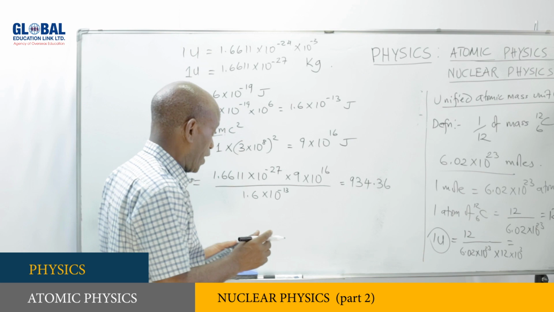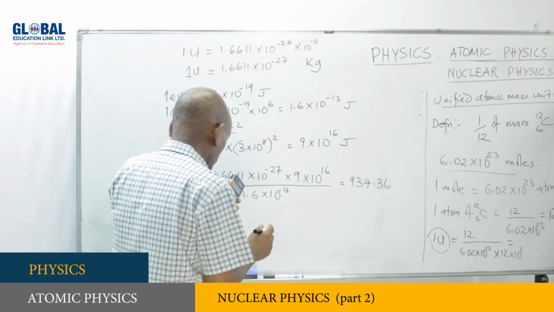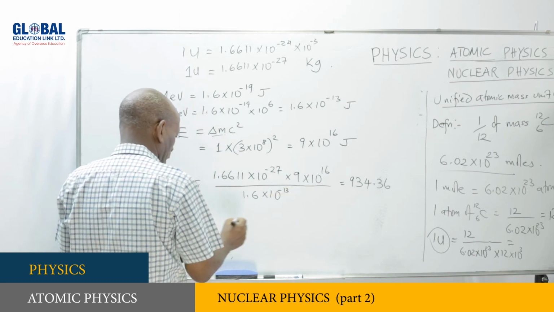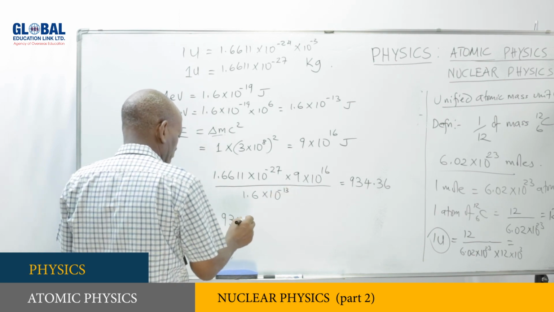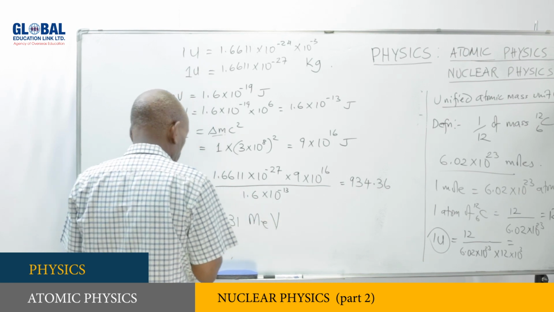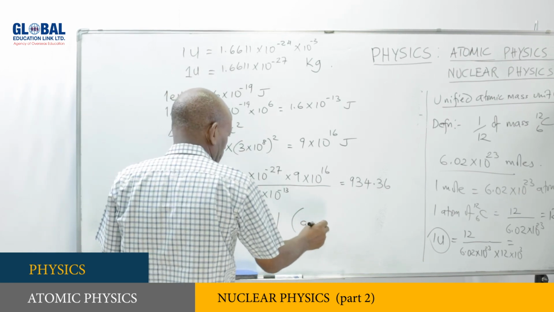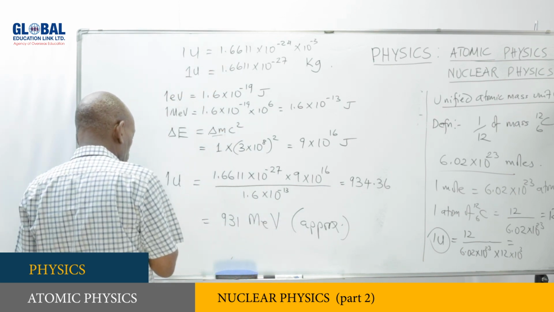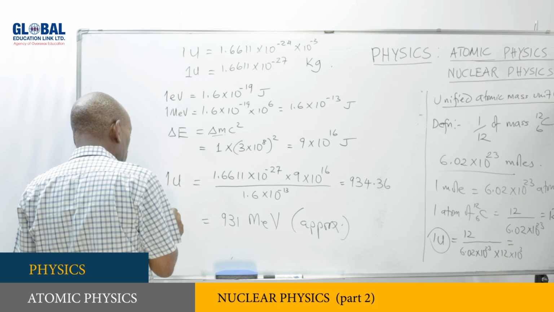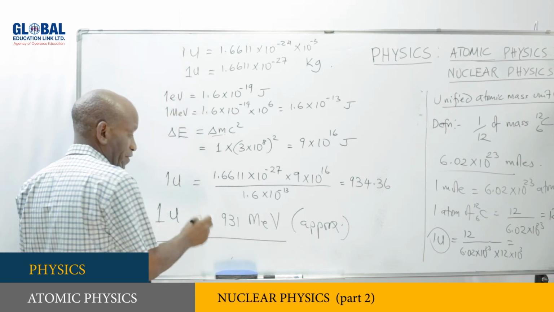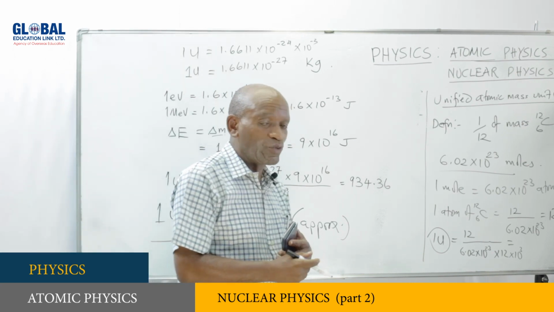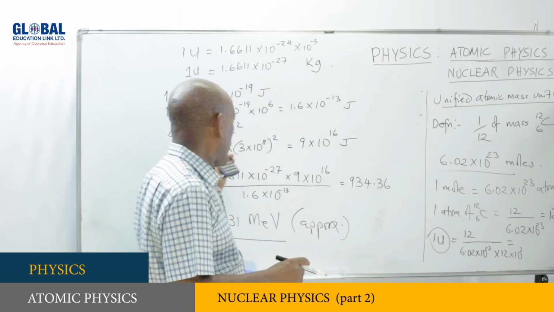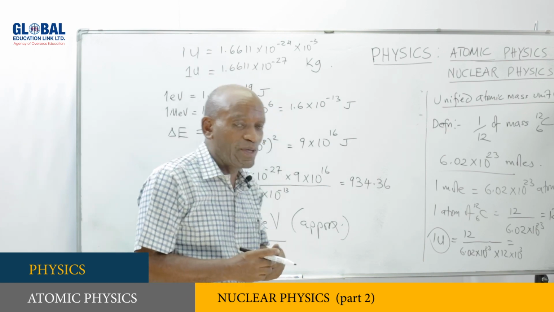But actually, if we really compute by terminating the rest of the other decimal places, you really end up having 931 mega electron volt. And approximately, that's why they say this is approximate. This is equal to 1 unified atomic mass unit. And this is the value which we will be using whenever we are looking at the interchange of energy from the mass and the actual energy which can be produced.